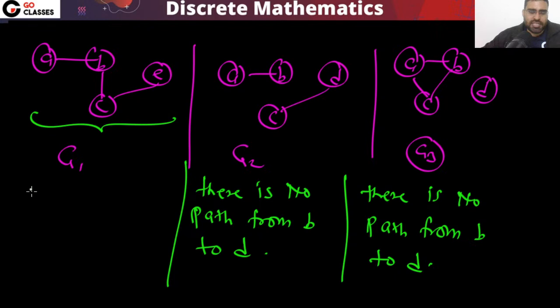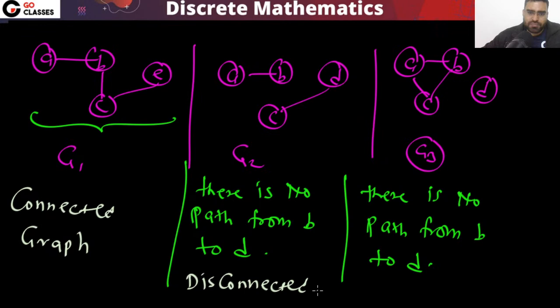So you can easily see this graph is a connected graph. You can easily see this is a disconnected graph, because there is no path between A, C. You cannot go from A to C. This is also disconnected. This is another disconnected graph. So these are the disconnected graphs.